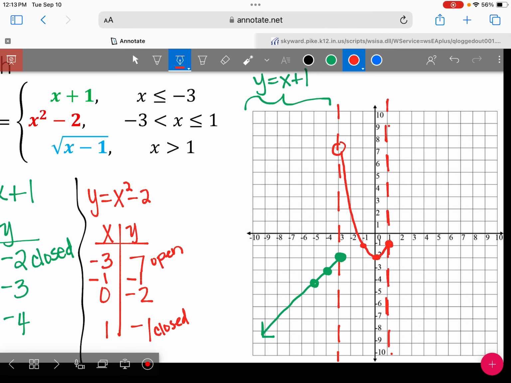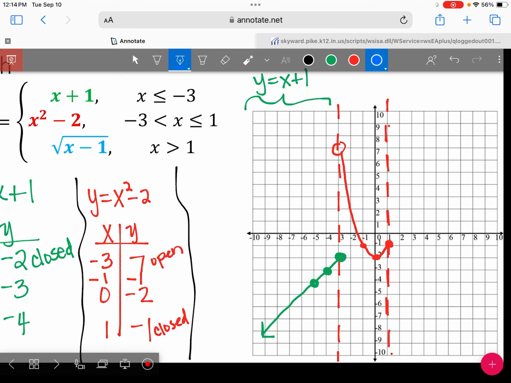And then we end off with a square root. Is there not an arrow going, is it because it stops? Right. So why didn't I put arrows on my red function? Because x has to be greater than -3 but less than 1. It's only in between. It doesn't go towards infinity.